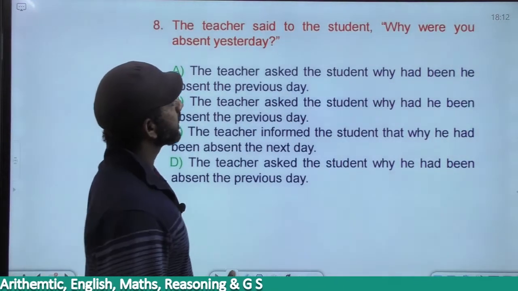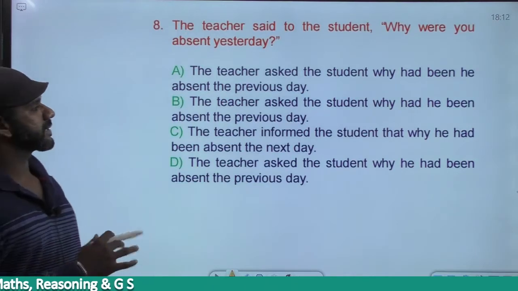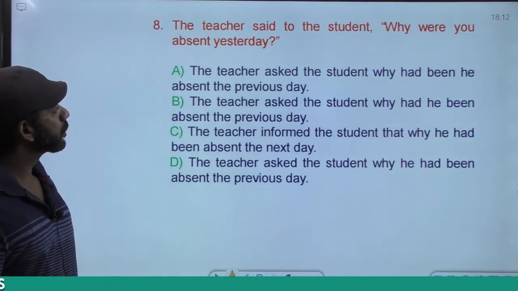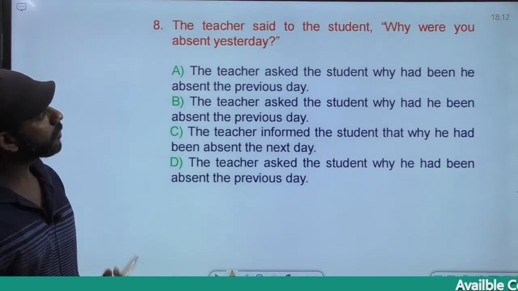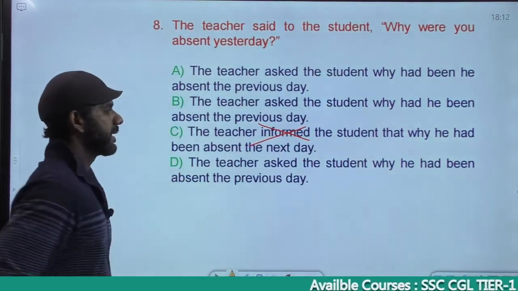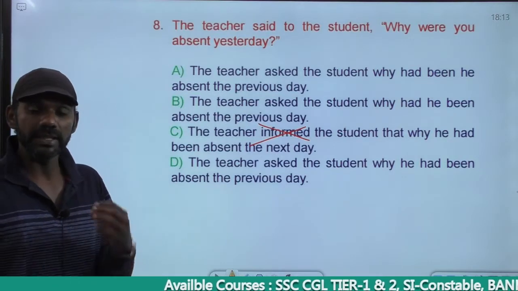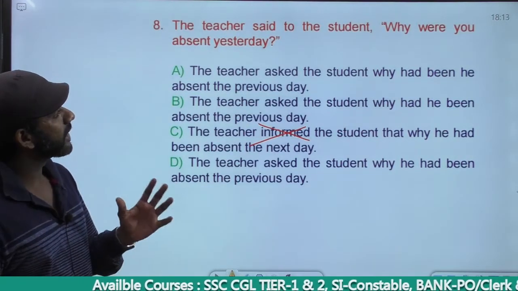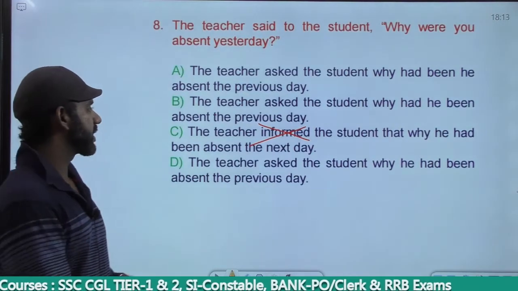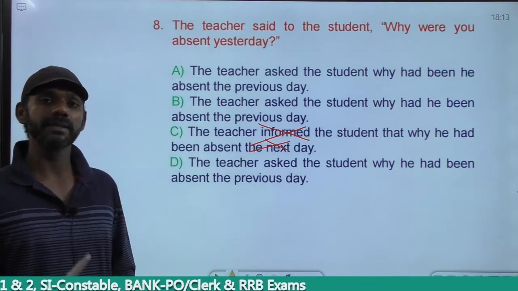The teacher said to the student, comma, within quotations, "Why were you absent yesterday?" Question mark, interrogative sentence. So "said to" becomes "asked." Why were you absent today? Based on that, option C is gone. The teacher informed the student is wrong. The teacher did not inform anything to the student. The teacher asked the student, "Why were you absent yesterday?" Yesterday becomes the previous day, and there is another reason to eliminate option C. The next day. Tomorrow becomes the next day.